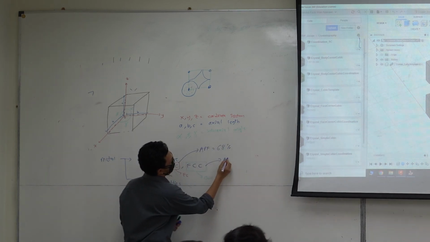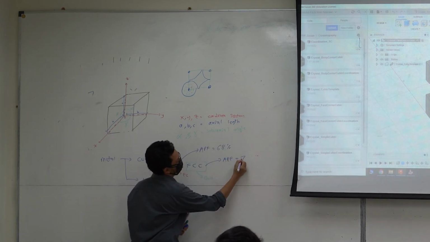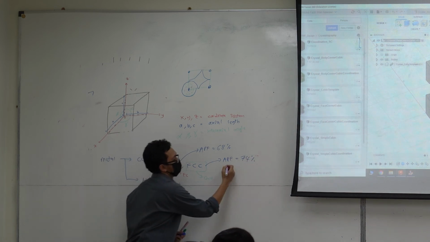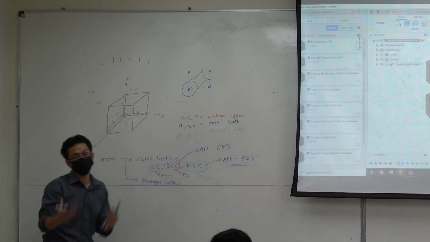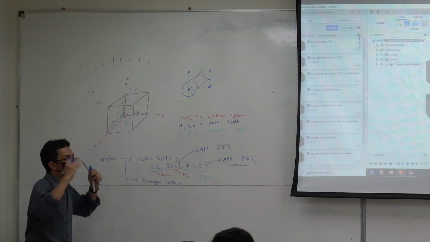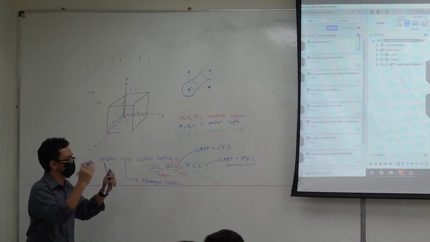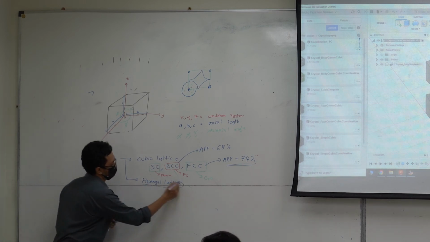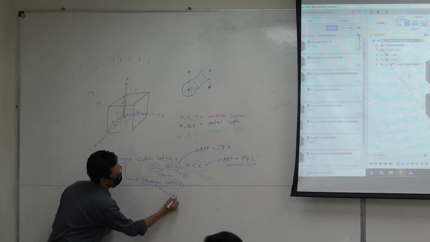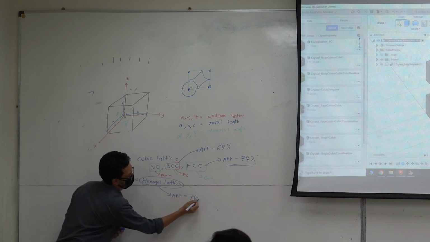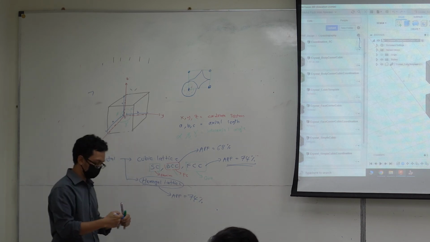So the APF for this is 74%. This is the most efficient packing possible in anything. 74% in the unit cell. Hexagonal lattice, also like the FCC, the APF is 74%. So this is maximum packing.